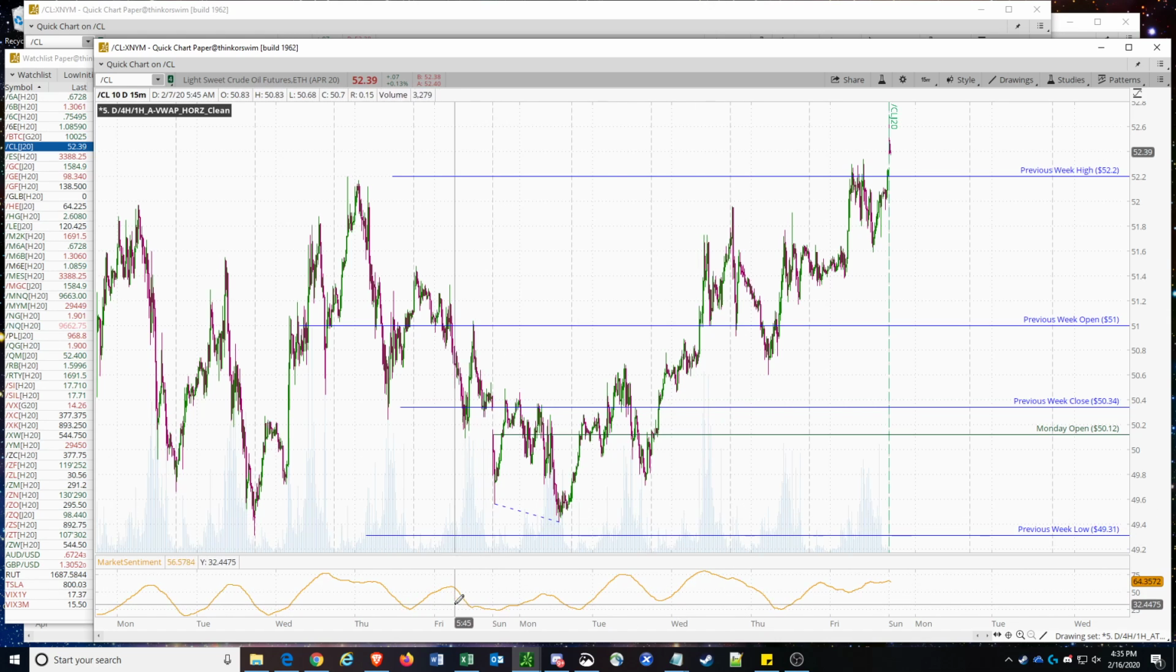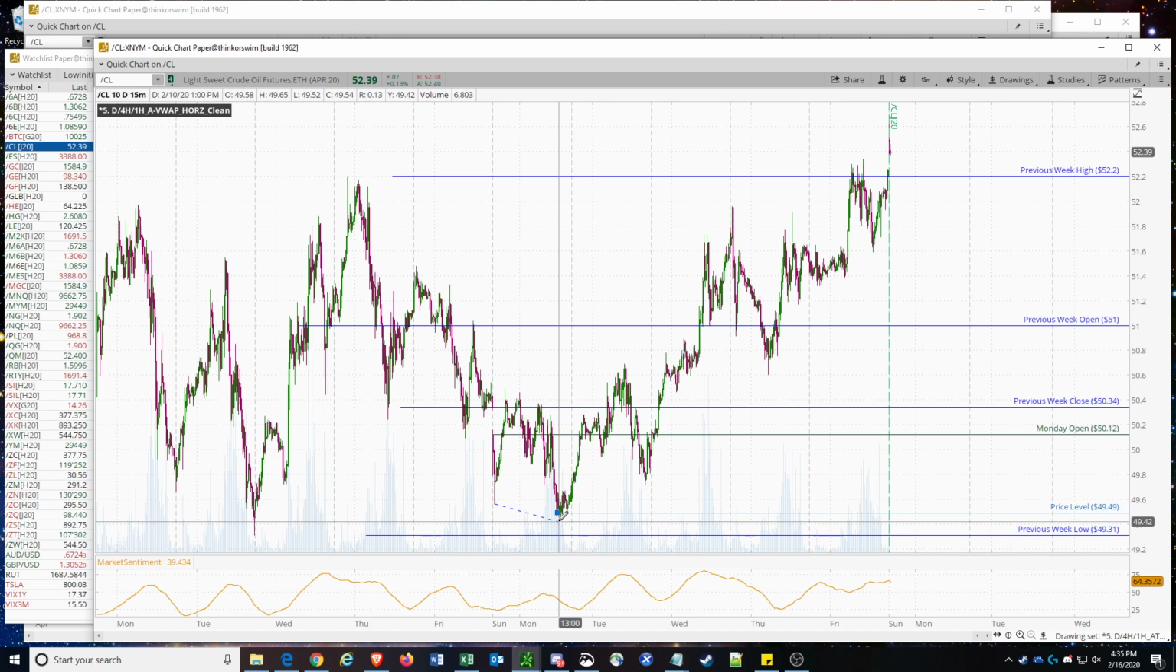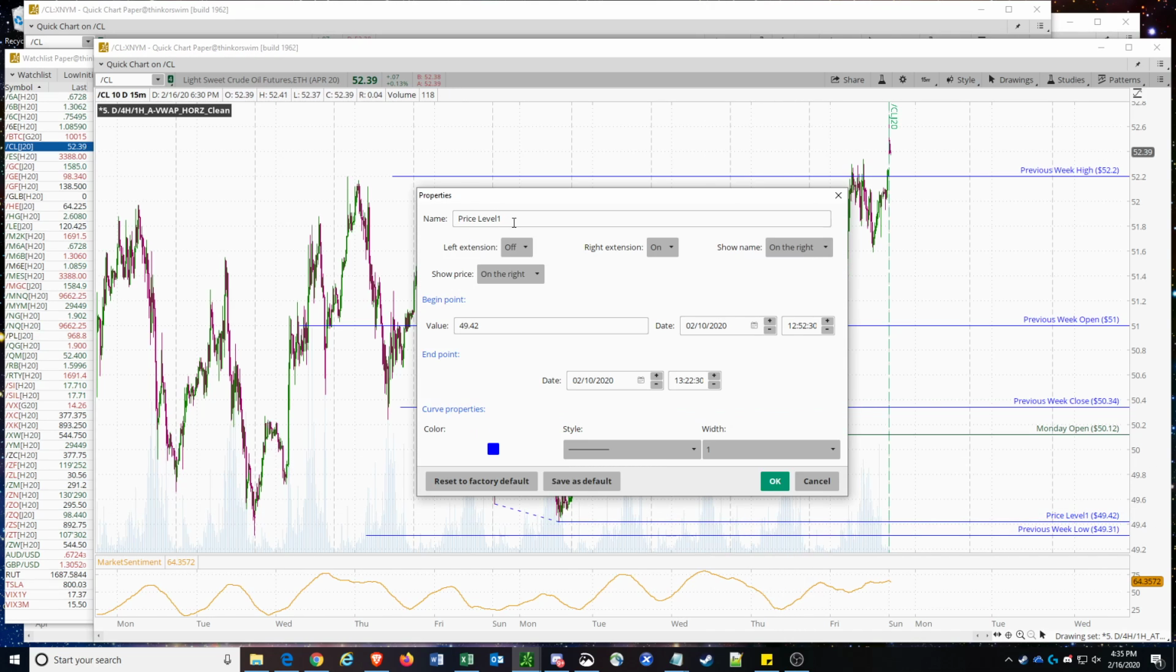And sentiment is getting crushed here. Sentiment's up. Sentiment's up. It gets crushed a little bit. So now we're into the close of Monday, and we're closing down here. So here's your Monday low, and we never revisit this again. We have not revisited this yet. So we had a down day on Monday.